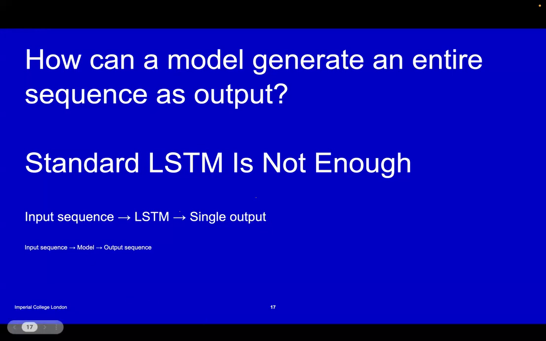So what kind of model can give us an output sequence? Any idea what kind of model? Before we jump into transformers, there must be something that people created. Can anybody give us an idea?